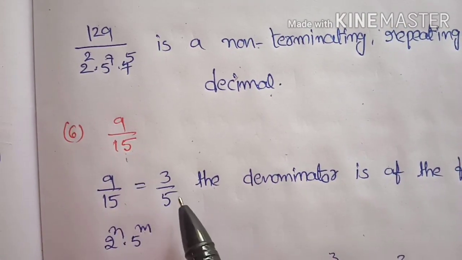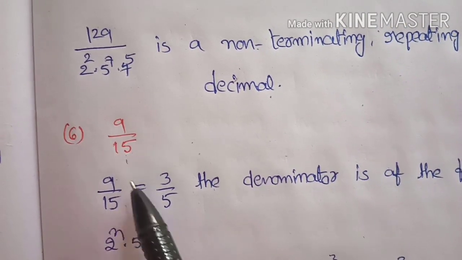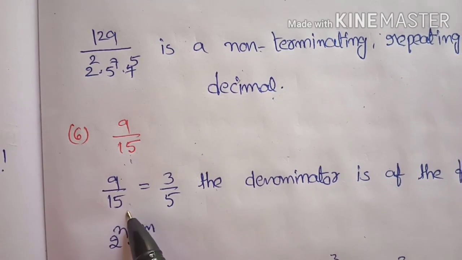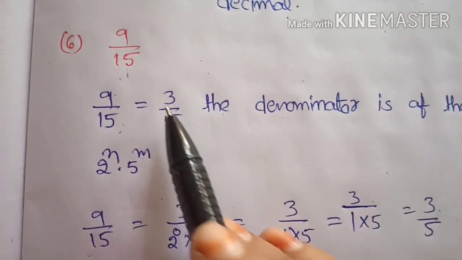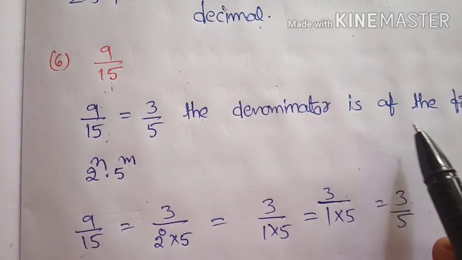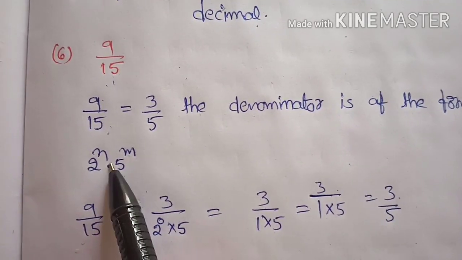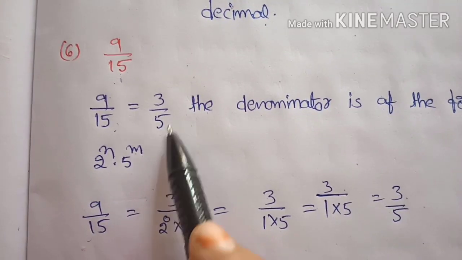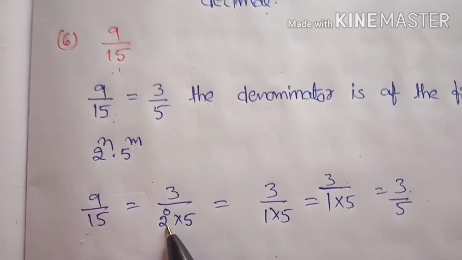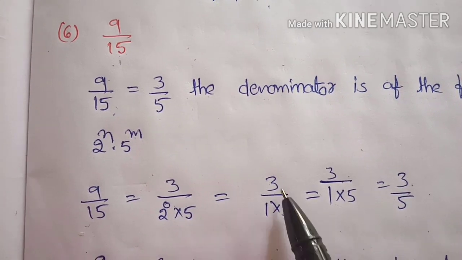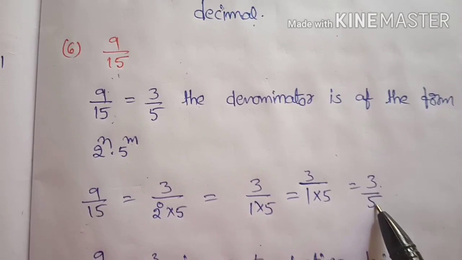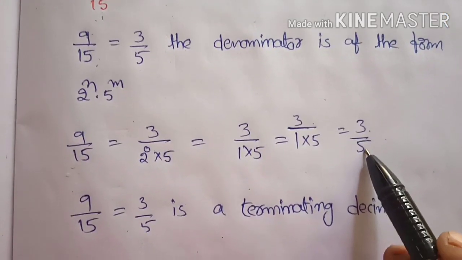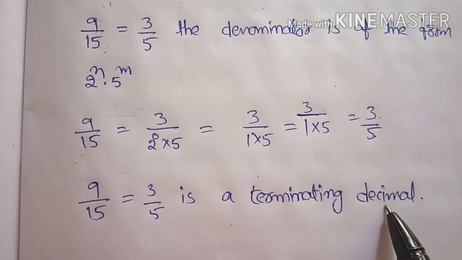Okay, next one. 9 by 15. 9 means 3 3s, and 15 means 3 5s. So it is 3 by 5. The denominator is of the form 2 power n into 5 power m. Only 5, that means 2 power 0, that means 1 into 5. 3 by 1 into 5. Okay, 3 by 5 is a terminating decimal.